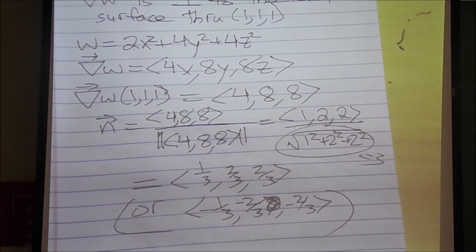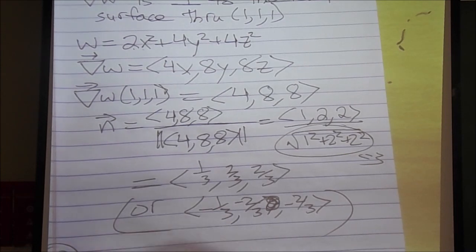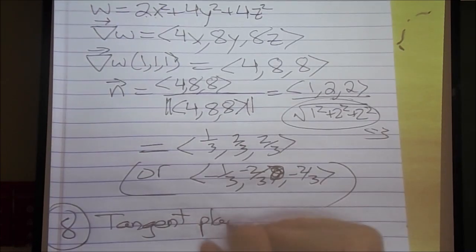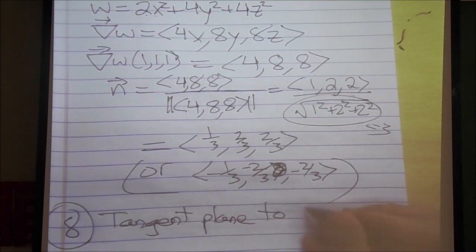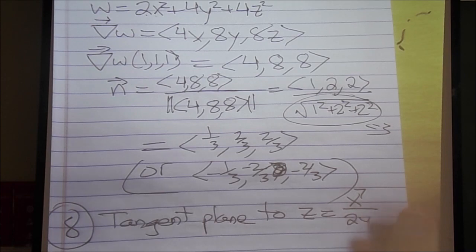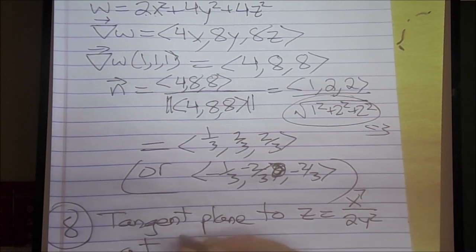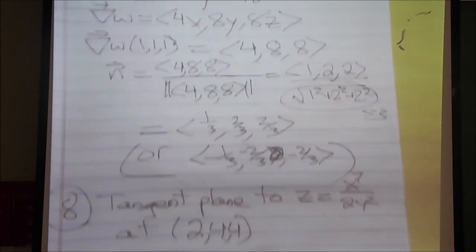All right, how about this one? If I look at number 8, what is an equation of the tangent plane to z equals x to the 7th over 2y squared at the point of tangency 2, 4, 4? How about that?